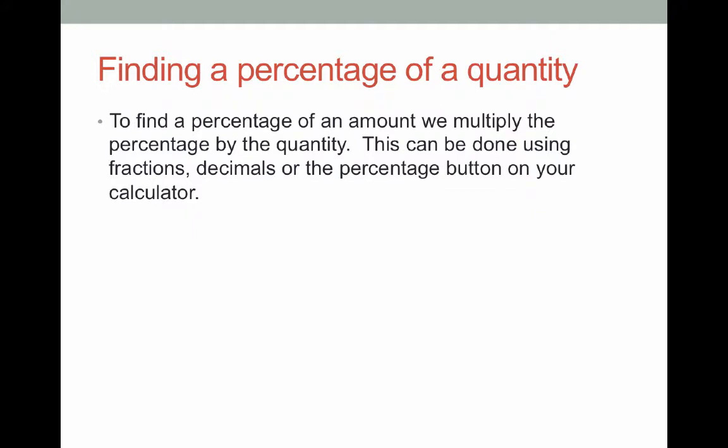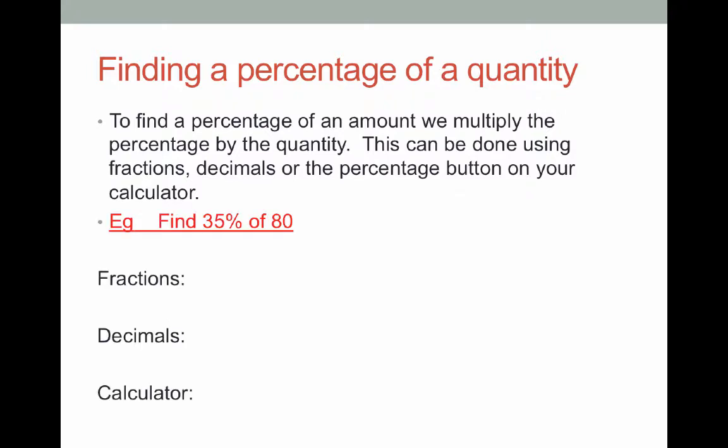If we want to find a percentage of an amount, we want to multiply the percentage by that amount, by that quantity. This can be done using fractions, decimals, or the percentage button on your calculator. Let's say I wanted to find 35% of the number 80.